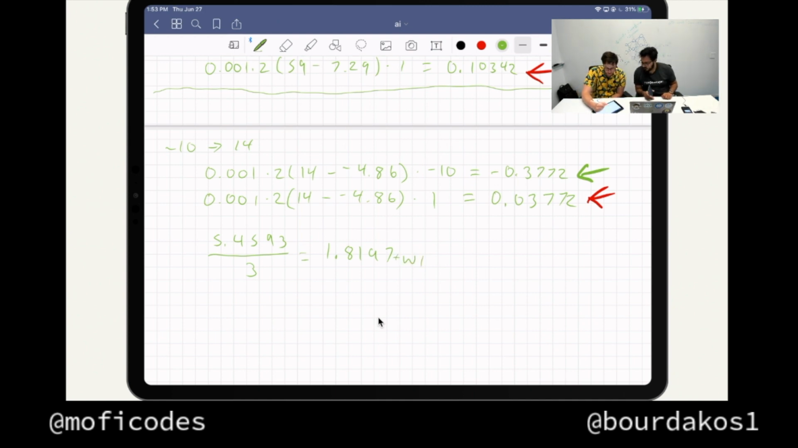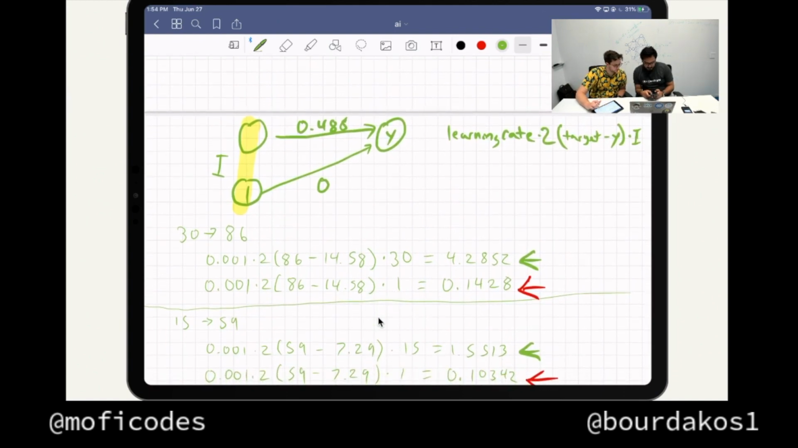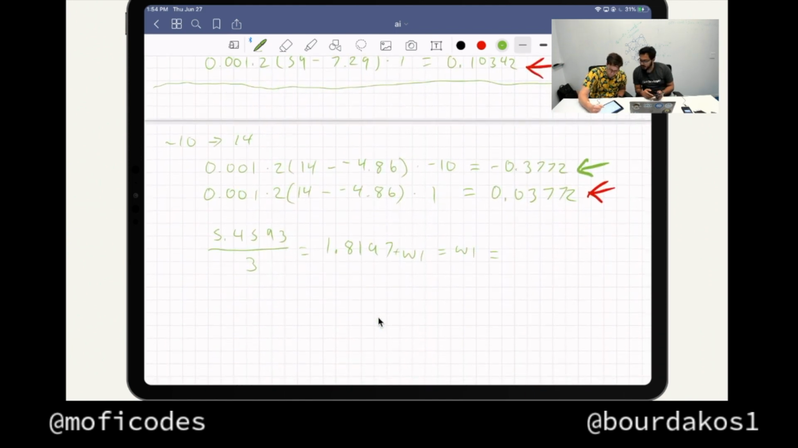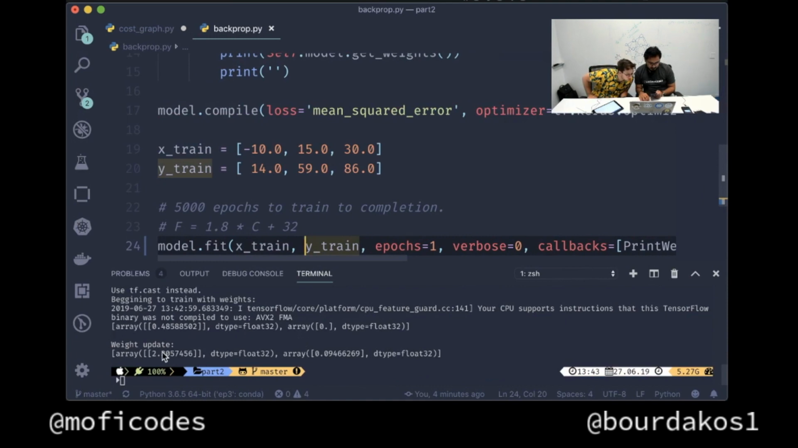Just label that W1 if you want. W1, but we're going to add that to W1 to get the new W1. So our initial W1 was 0.486, right? Yep. So 0.486, 2.3058. So 2.3058. And then let's see if we got weight 1 right. 2.3, yeah. Look at that.